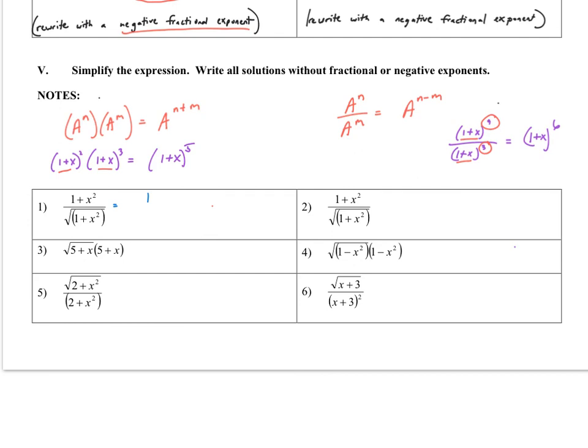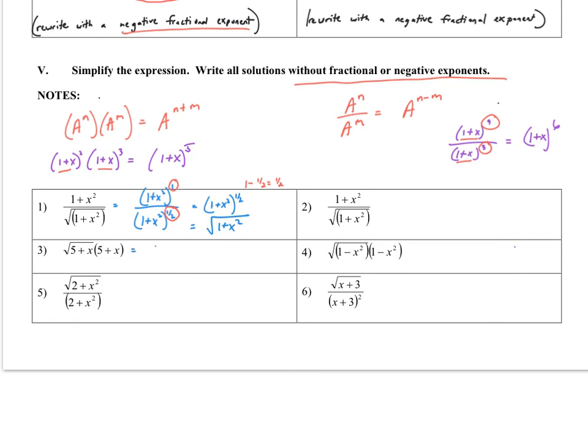In number 1, we have 1 plus x squared to the 1st divided by 1 plus x squared to the 1/2. Same base, subtract exponents. 1 minus 1/2 is 1/2. Therefore, our final answer is the same base, 1 plus x squared to the 1/2. In the directions it says write all solutions without fractional or negative exponents. So actually our final answer is the square root of 1 plus x squared.